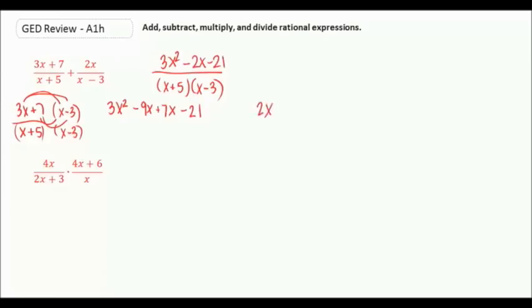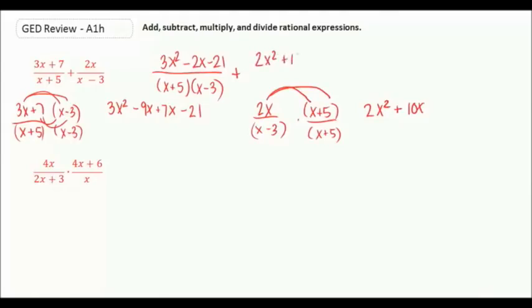Our second fraction, we would need to multiply it by x plus 5, which means we need to multiply the numerator by x plus 5. We get 2x squared, and 2x times 5 is 10x. So our second fraction gives us 2x squared plus 10x over x plus 5 times x minus 3. So we're going to keep going, and we're going to combine our like terms together.